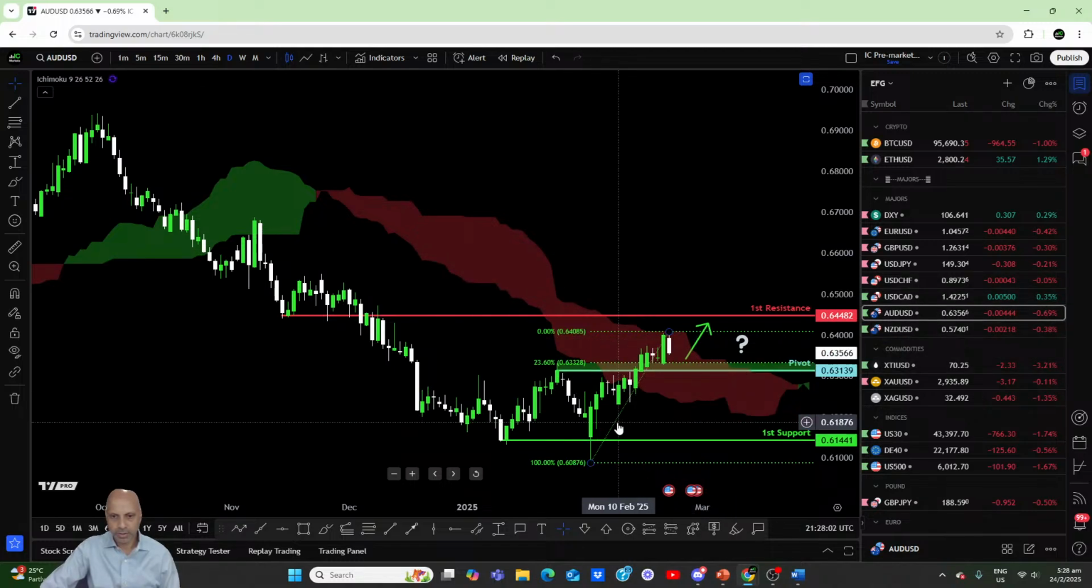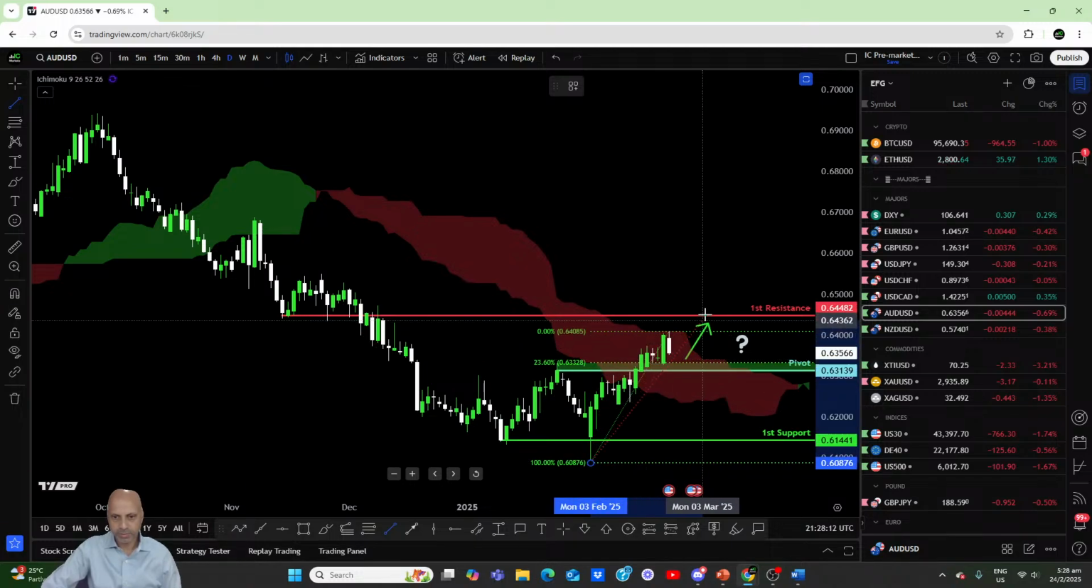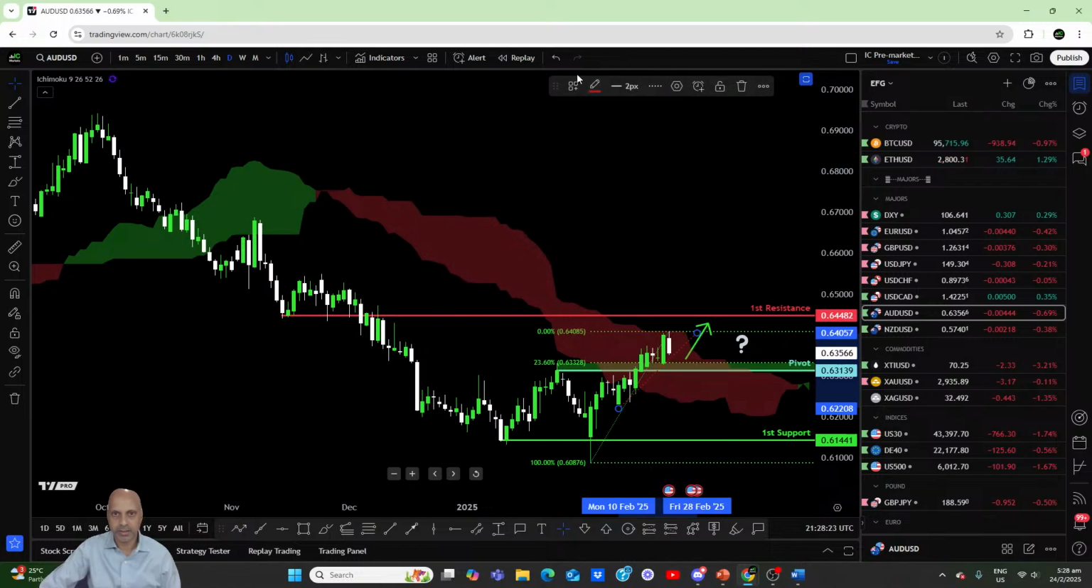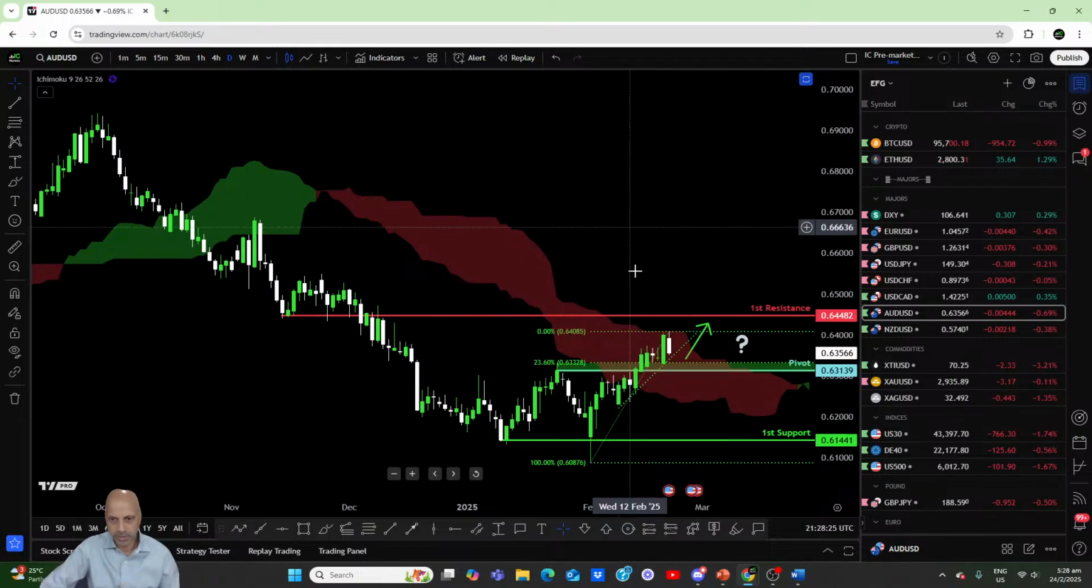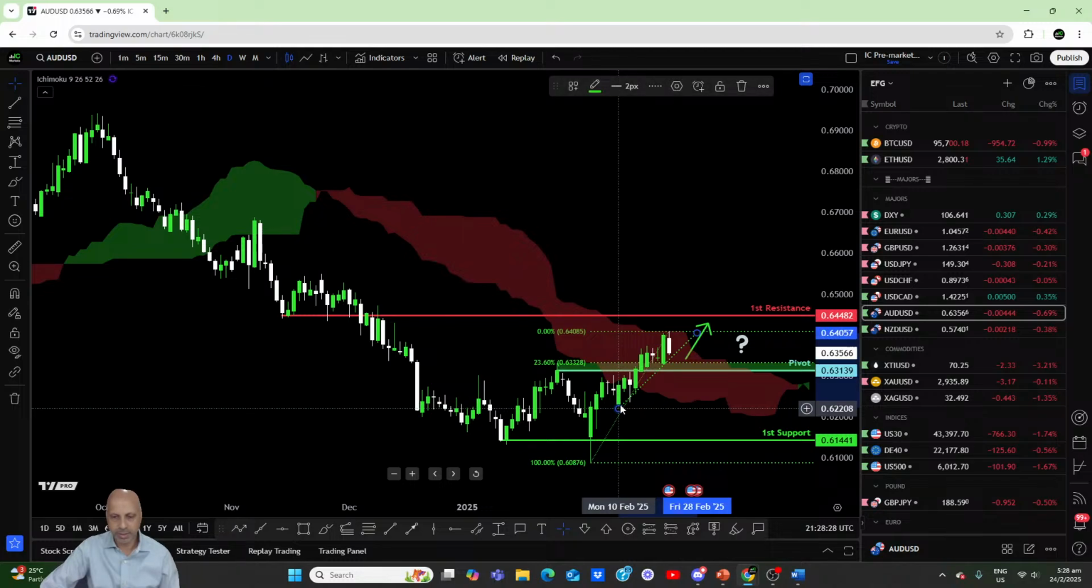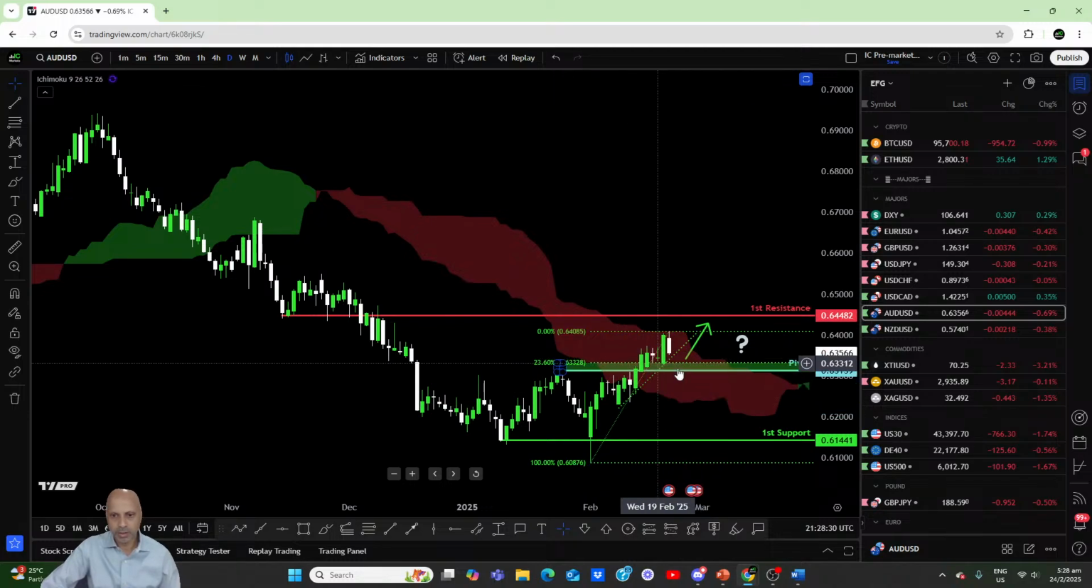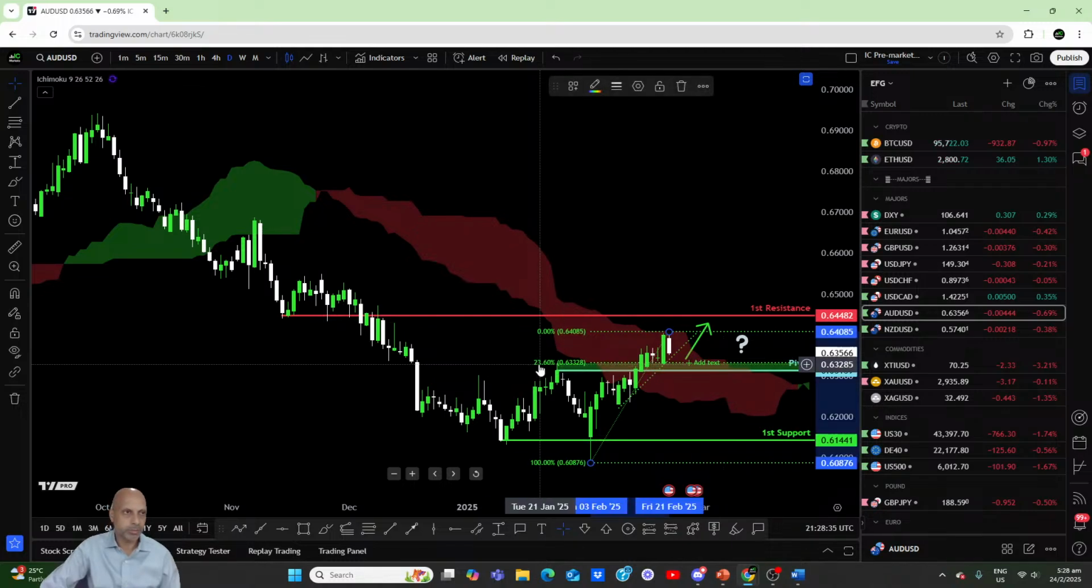Even for the Aussie, if you look at it from maybe the second week of February, we can spot a pretty decent ascending trend line to take note of. This ascending trend line has been in place since Monday 10th of February. So the combination of the ascending trend line, the pullback support, which is the pivot, and the 23.6% retracement could identify a pretty strong support zone.